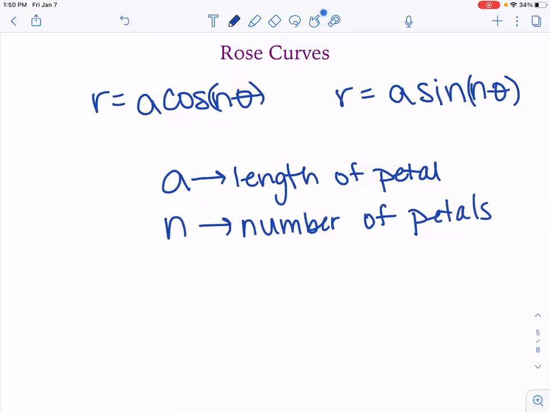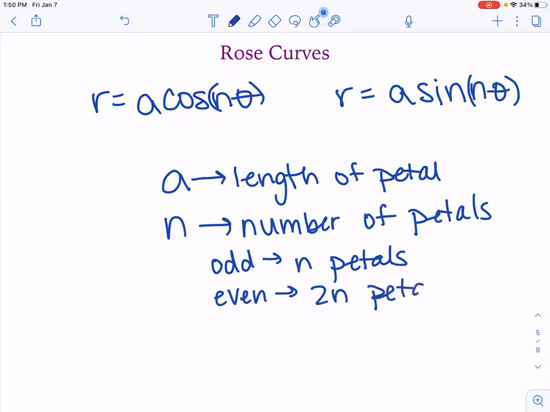But it's really not super straightforward, is it? If n is odd, we have n petals. But if n is even, then we have to double n to get the number of petals.